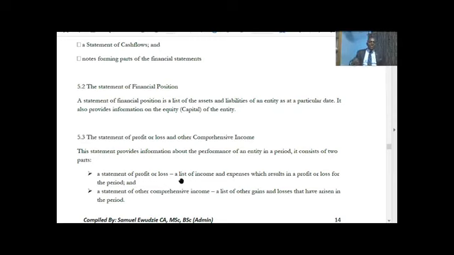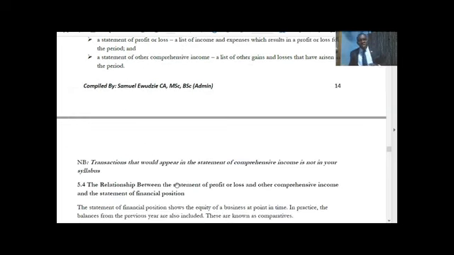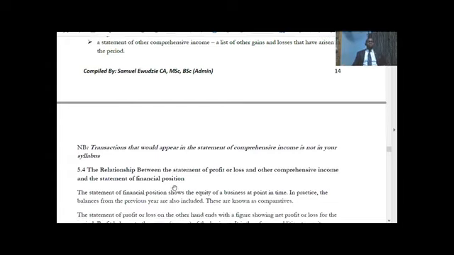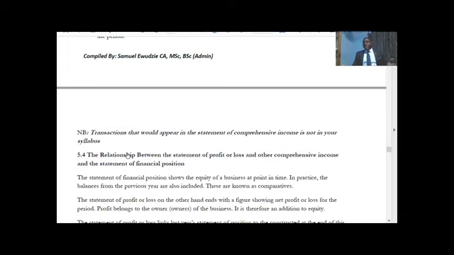Then we have the statement of other comprehensive income, which contains a list of other gains and losses that have arisen in the period. Now note very well that transactions that would appear in the statement of other comprehensive income are not covered in our syllabus. That is paper 1.1. It is not covered in our syllabus, paper 1.1. Great. What that means is that it's a financial reporting.